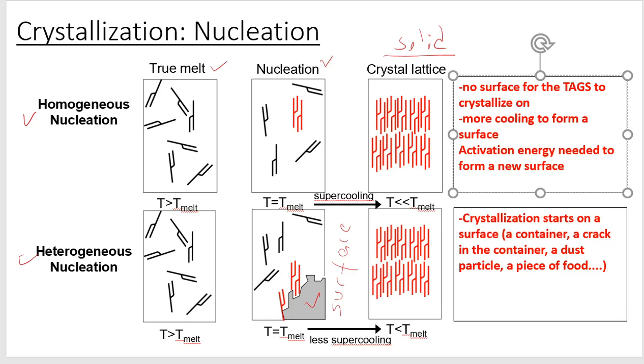In heterogeneous nucleation, the surface is already available, therefore it's much easier for triacylglycerols to start crystallization. In real life, almost all crystallizations are heterogeneous nucleation. Because oils are cooled in containers, there are a lot of irregular surfaces such as cracks in the containers. There are also some dust particles entering from the air into the containers. These particles also serve as a surface to start crystallization.